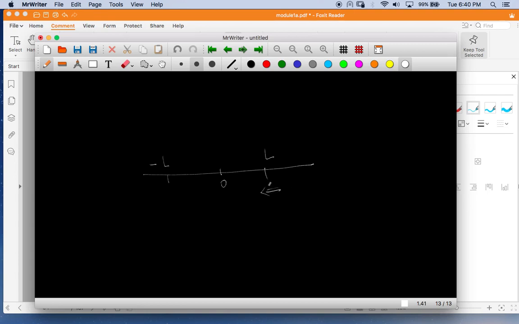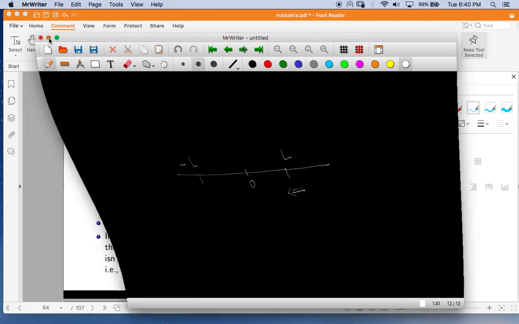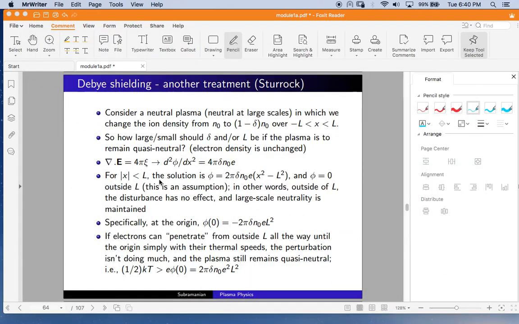Okay, it's simply random motion by virtue of the fact that the electrons have a finite temperature. These are not cold electrons. So electrons can penetrate from outside L all the way until the origin. Let's be very specific that they need to reach the origin. Simply with the thermal speeds, if this is true, then the perturbation is not doing much and the plasma still remains quasi-neutral. So this would be our definition of quasi-neutrality.